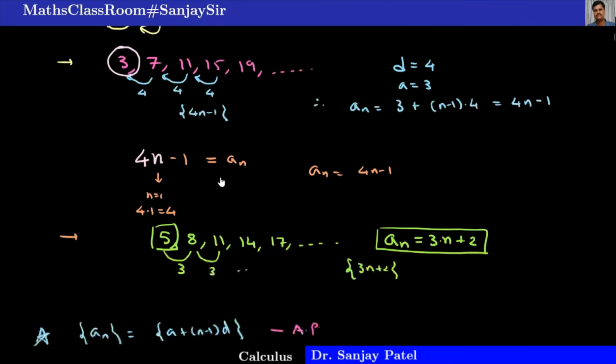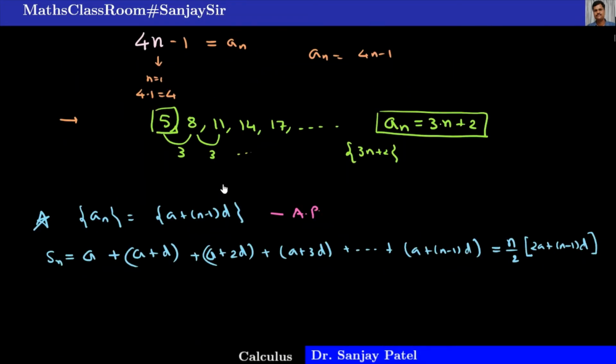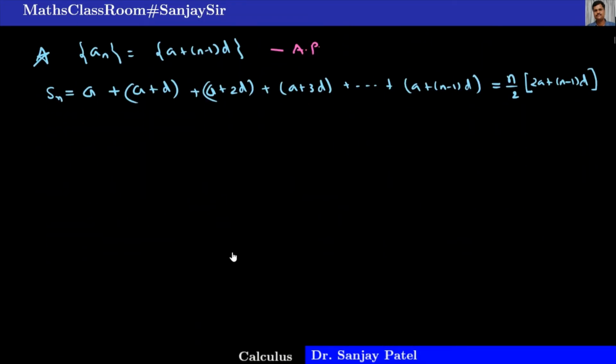The second type of sequence we are discussing is a geometric sequence. Okay. So the second thing is a geometric sequence. It is also called geometric progression. A sequence for which the ratio between two consecutive terms remains a non-zero constant is called a geometric sequence.